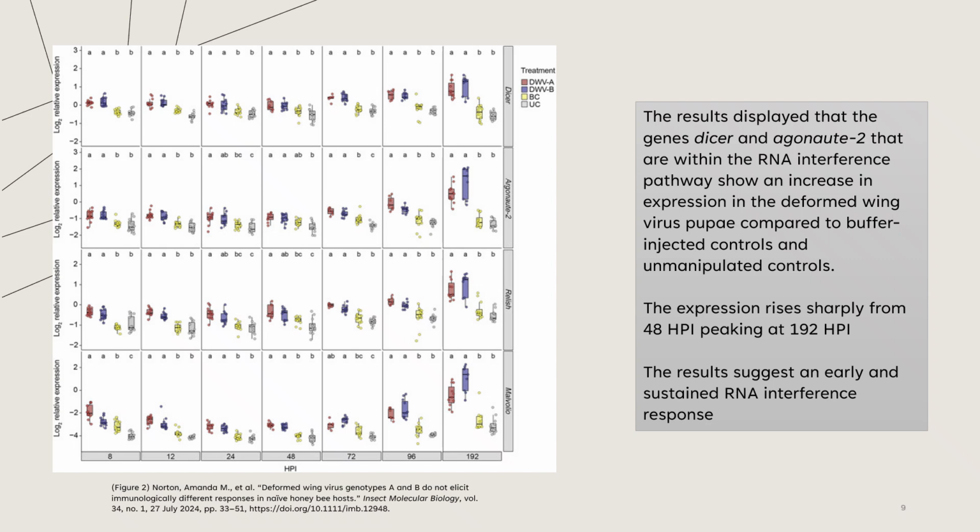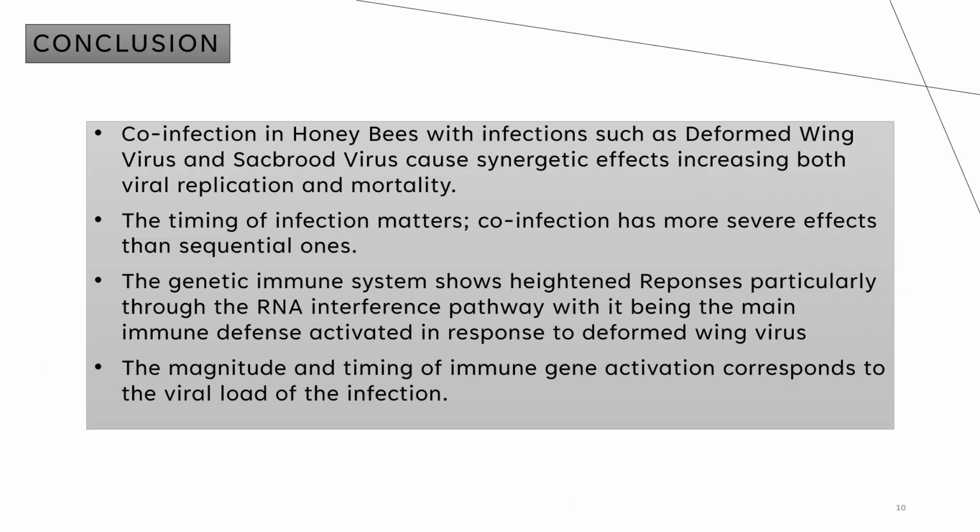In that same study, the results displayed that genes Dicer and Argonaute-2 that are within the RNA interference pathway showed an increase in expression in the deformed wing virus pupae compared to the buffer injection controls and the unmanipulated controls. This expression rises sharply from 48 HPI, peaking at 192 HPI. The results suggest an early and sustained RNA interference response. So what are the conclusions from these studies?